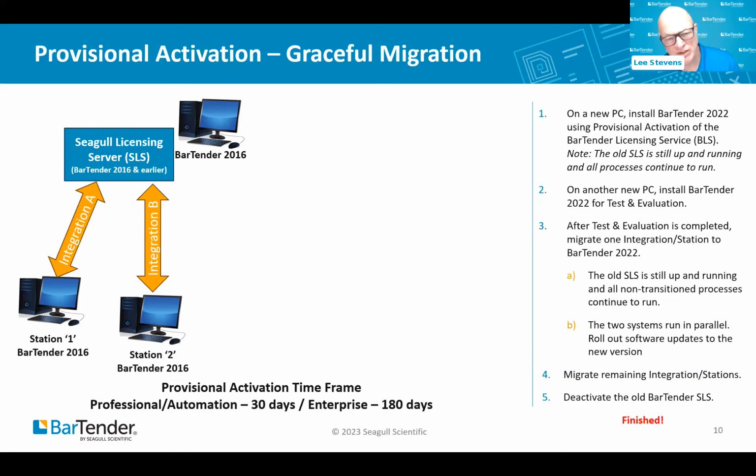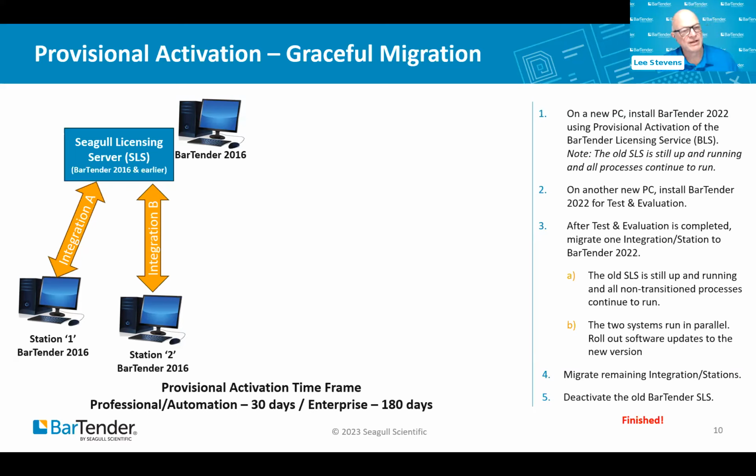So provisional activation. This is what is going to help you migrate from your earlier version of BarTender. Now here you see it saying BarTender 2016. If you have 10.1, if you have 10.0, if you have something even earlier than that, don't worry about it. The process is the same. And just pretend instead of 2016, it says BarTender 10.0.